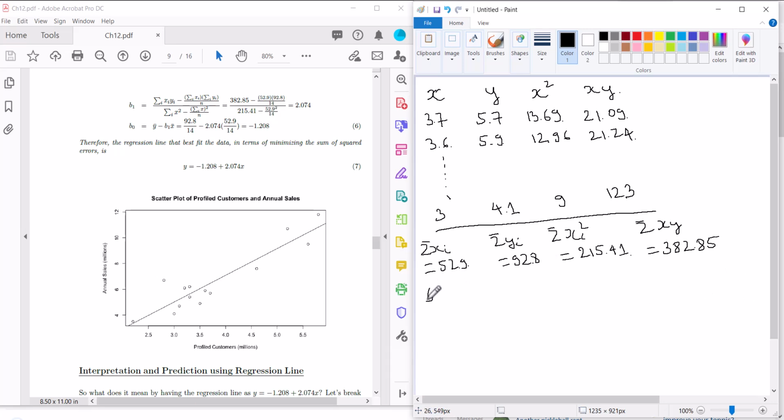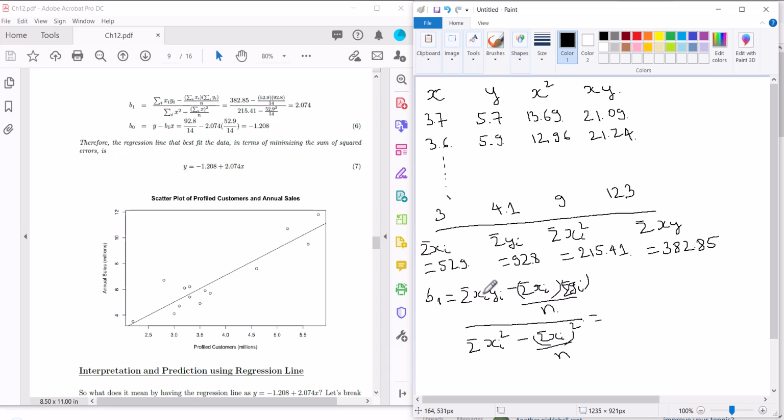For B1, let's write that formula: sum of xi yi minus sum of xi times sum of yi, divided by n. So n will be the number of total observations, right? So we should have 40 of them. And divided by sum of xi squared, which is the denominator, minus sum of xi, squared, divided by n.